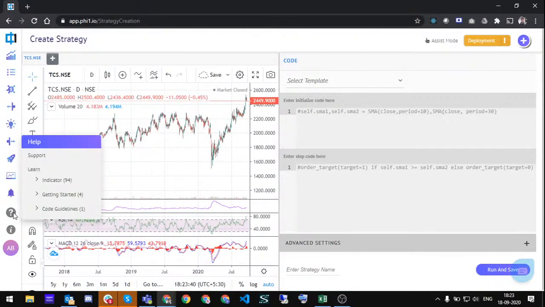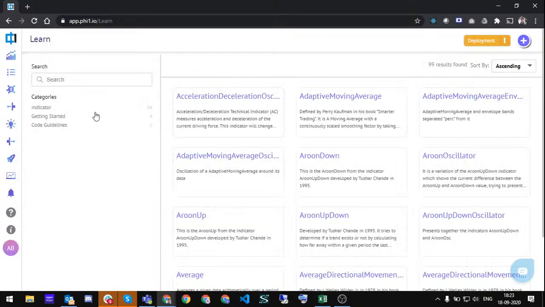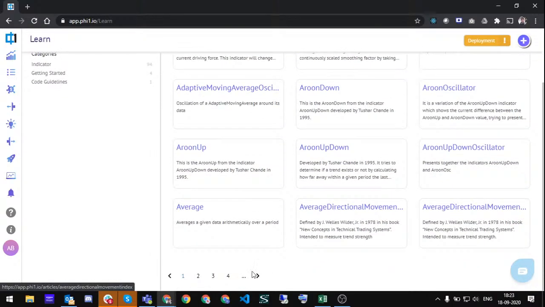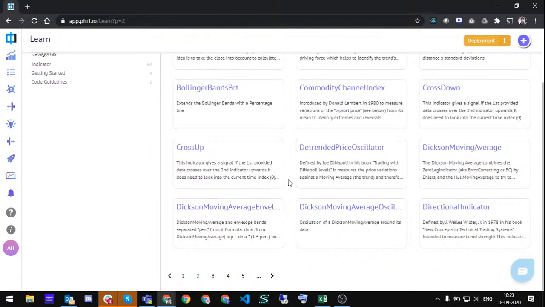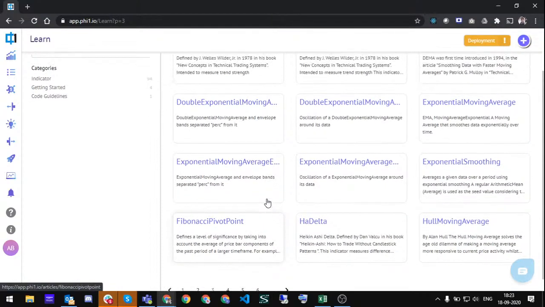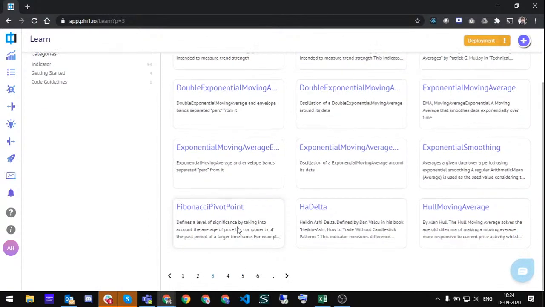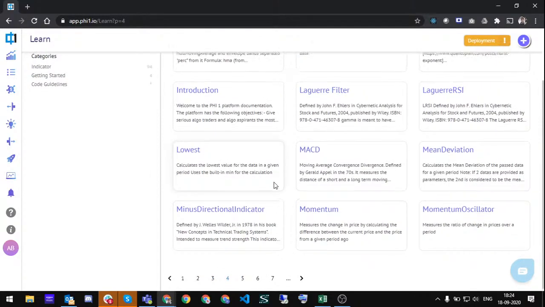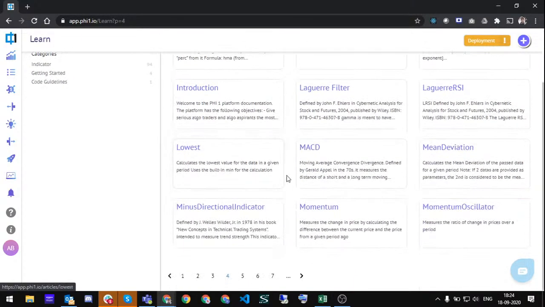Although all the code guidelines that we have are in the learn section. When you click on this question mark here, there is this indicator section that you can go to, and here are all the indicators that we have on the platform. So then you can look for the one that you want to trade based on. There are about, I don't know, 120 or so indicators on the platform at the moment.